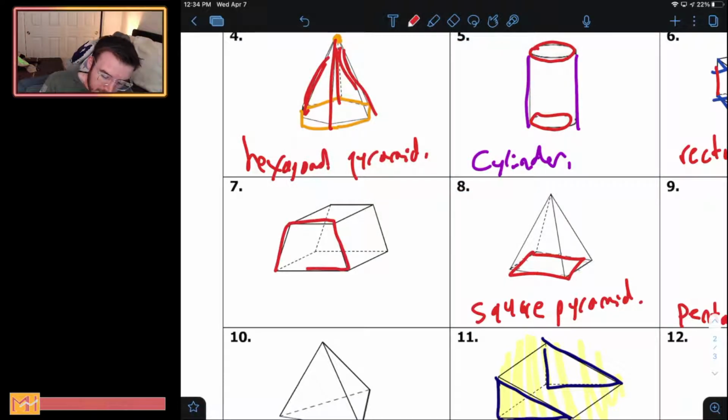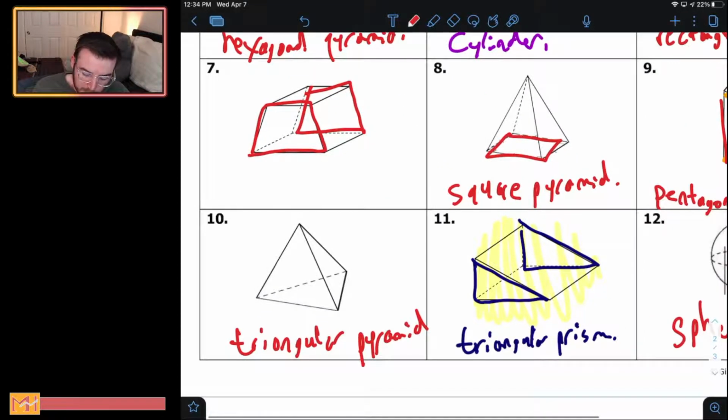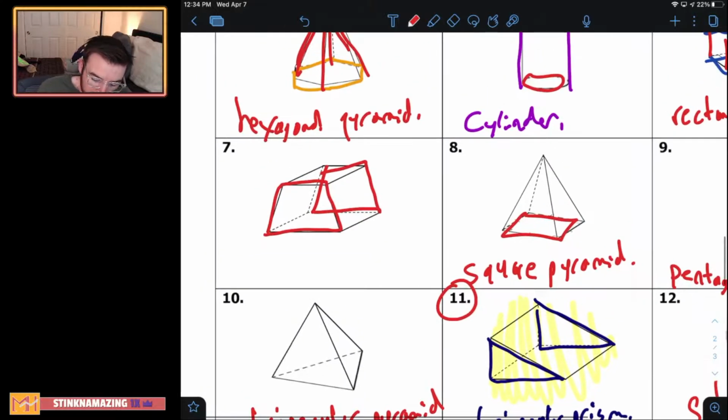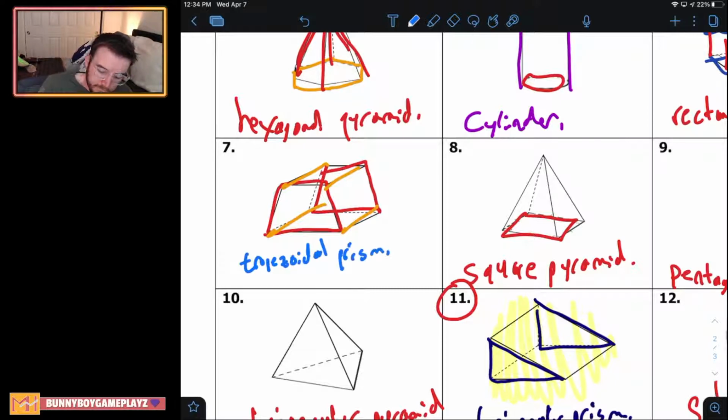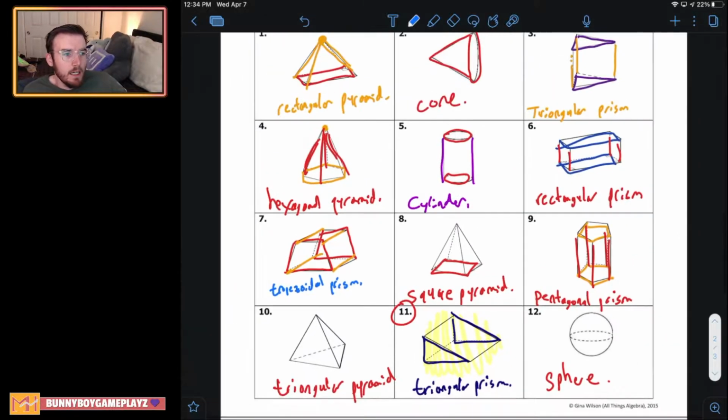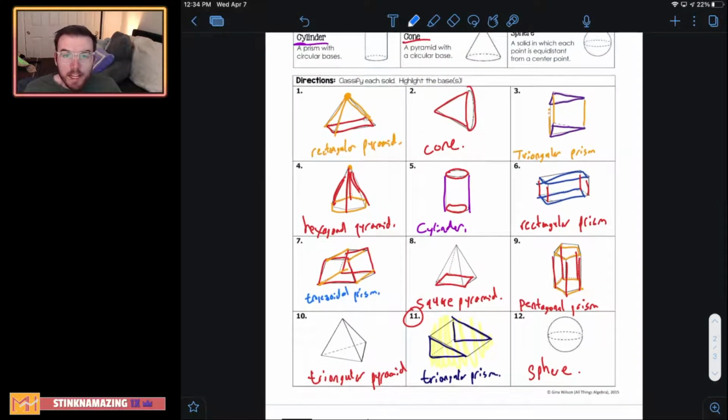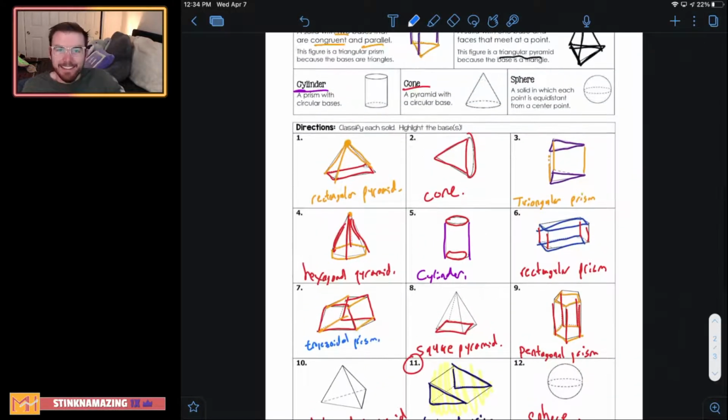This is the same shape as this one. It's been knocked on its side, just like this one was. Do you know what that shape is called? A trapezoid. So this is a trapezoidal prism. All right. Hopefully that was fun. I had a little fun.